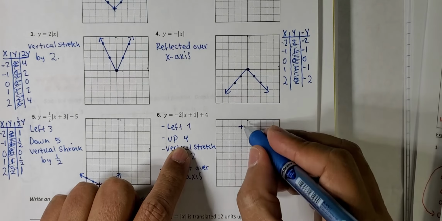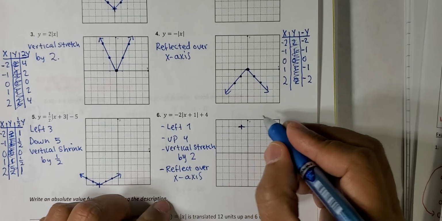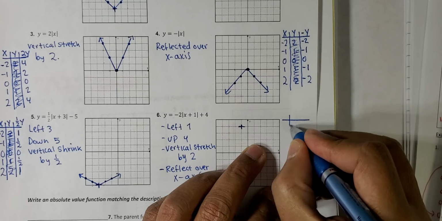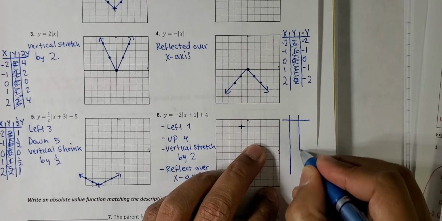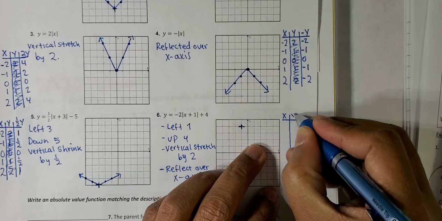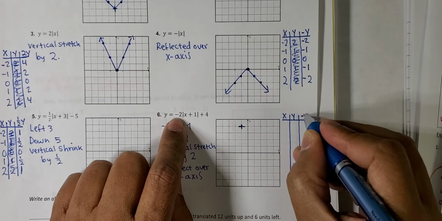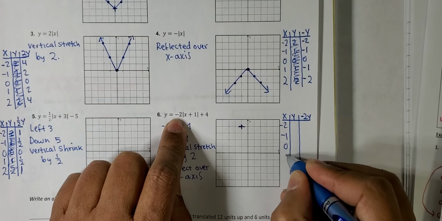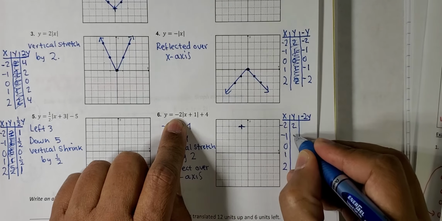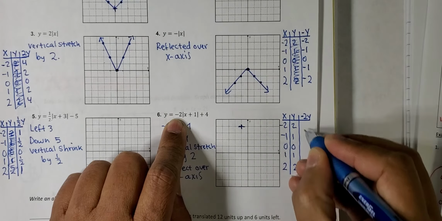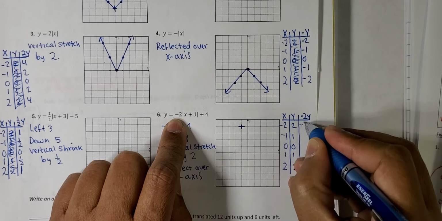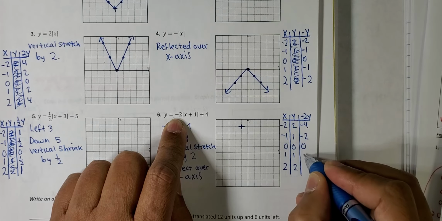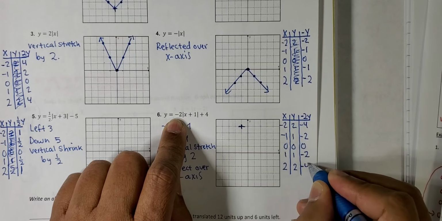And then from here, let's do the table. So I have my x and y values. We have a -2, so it's going to be -2 times y. So x is -2, -1, 0, 1, and 2. And this is 2 times -2, that's going to be -4. 2 times -1 is -2. And this is still going to be 0. This is -2. And this is -4.